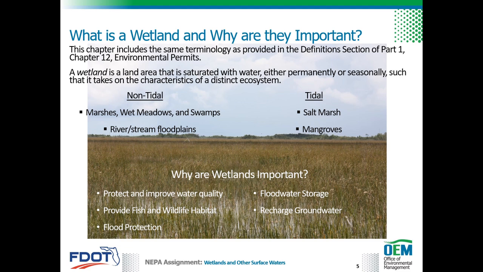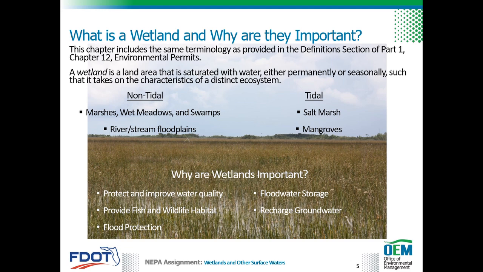Wetlands may be tidal, such as salt marshes and mangroves, or non-tidal, such as freshwater marshes, swamps, and river floodplains. Wetlands are important for many reasons. They provide flood water storage and flood protection by trapping floodwaters and slowing the water flows. Slower water flows mean more time for percolation to recharge the groundwater and less erosion, which could impact water quality.